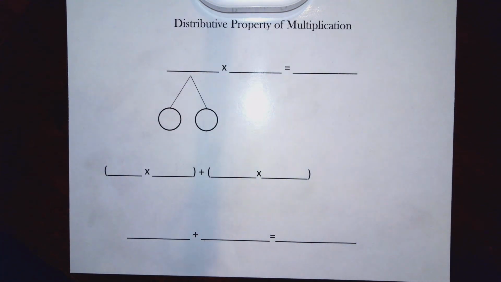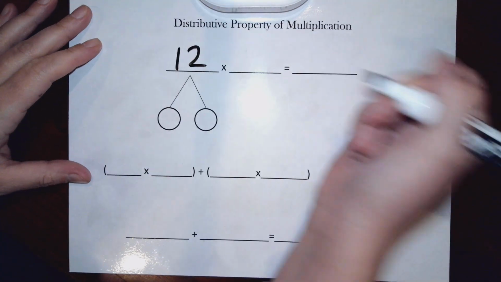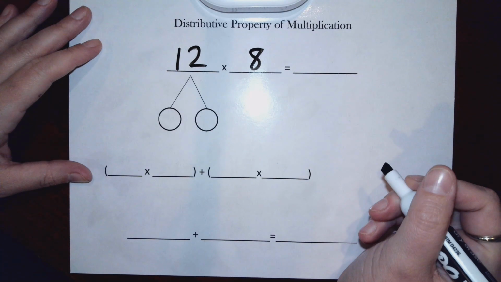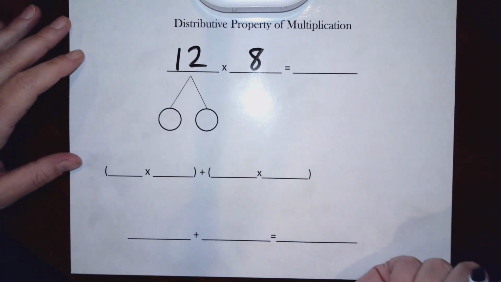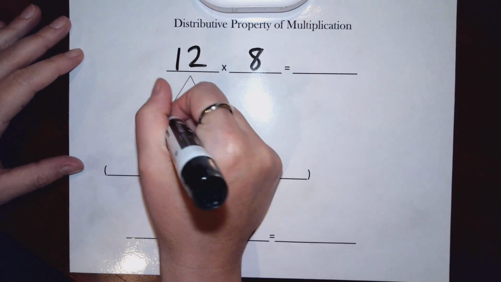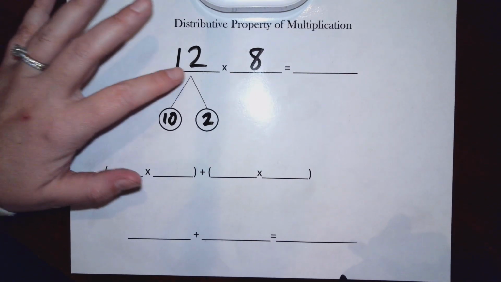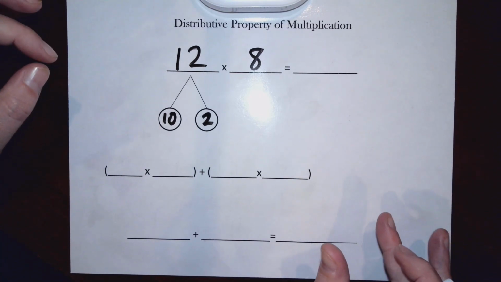In this lesson, we're going to use the distributive property another time. This one we're going to multiply by 12s. So let's say I have 12 times 8. Now with 12, what can we break that into that are easy facts that we know? Well, we can break 12 into 10 and 2. Everybody knows their 10s. Everybody knows their 2s. So those are easy facts to help us with our 12s.